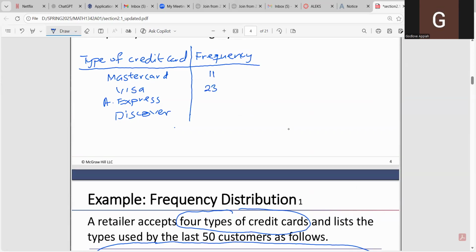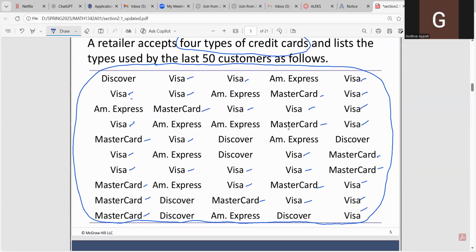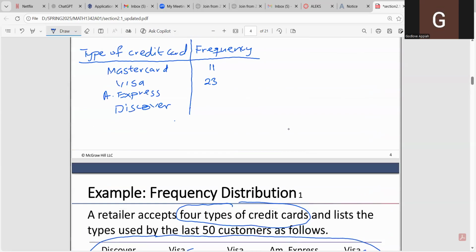All right, the next card is going to be American Express. So we're going to go back to the data and count the number of times American Express occurs in the data set. So we have 1 here. We got 2, 3, 4, 5, 6, 7, 8, 9. So there are 9 American Express cards in the data set. So that means the frequency for this category is going to be just 9. So I'm going to have 9 here as a frequency for American Express.